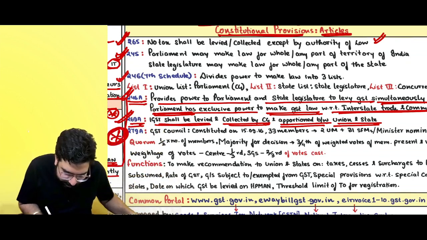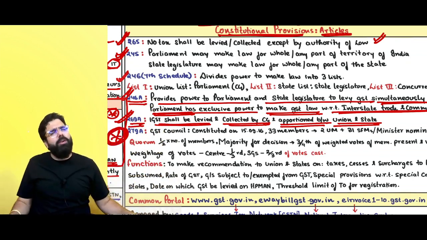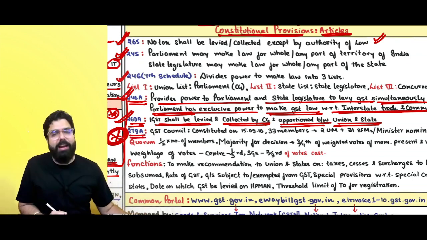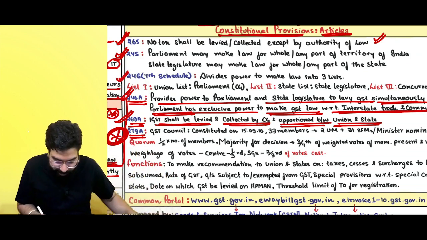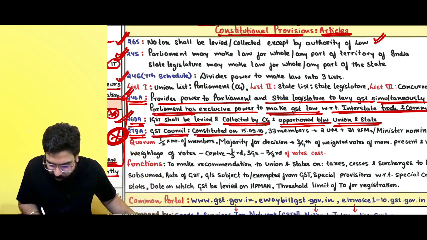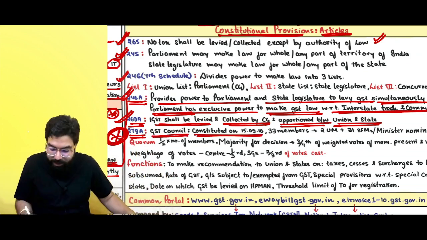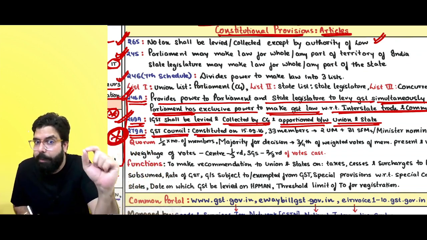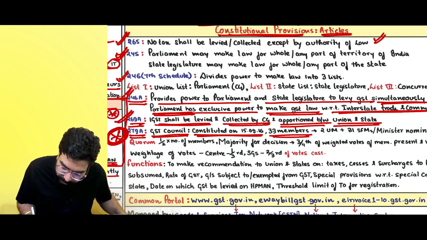Very important for the exam is Article 279A. Two times they have asked a question on it. Article 279A talks about the GST Council. The GST Council, which was constituted on 15th of September 2016, has how many members? 15th of September 2016. Remember the date.